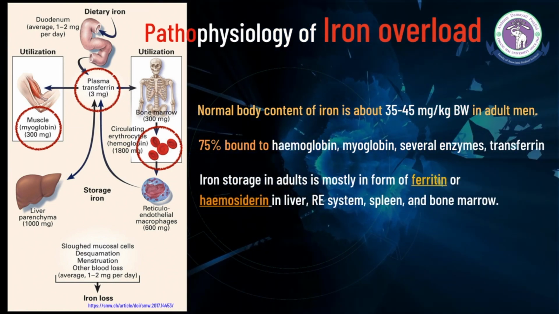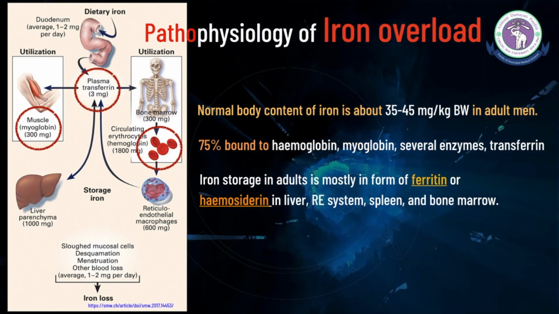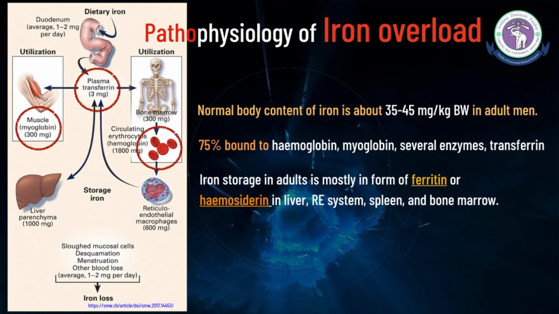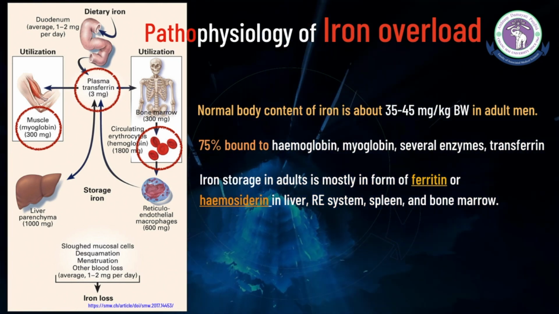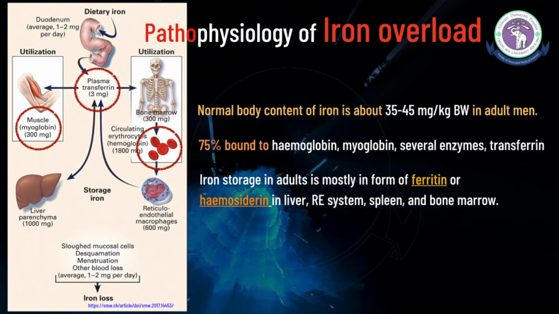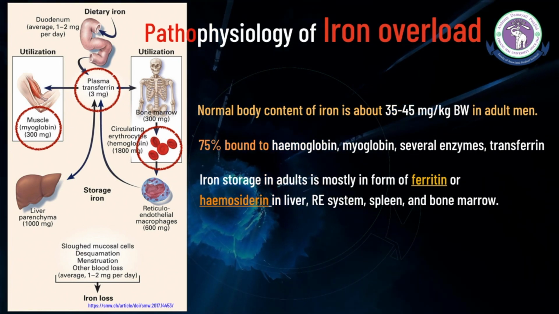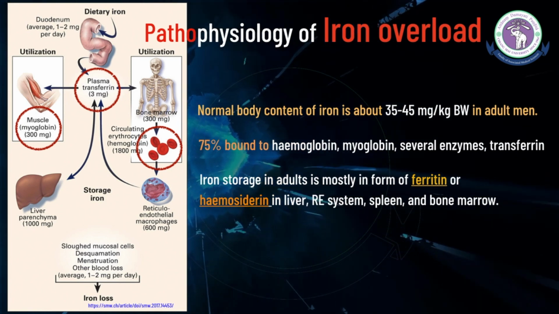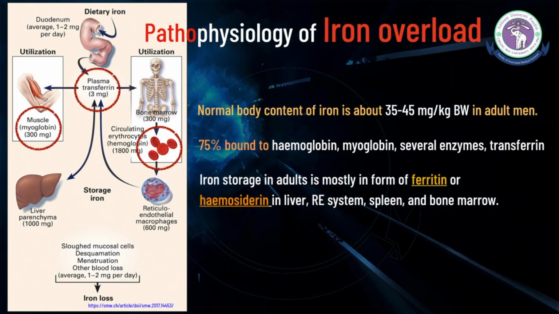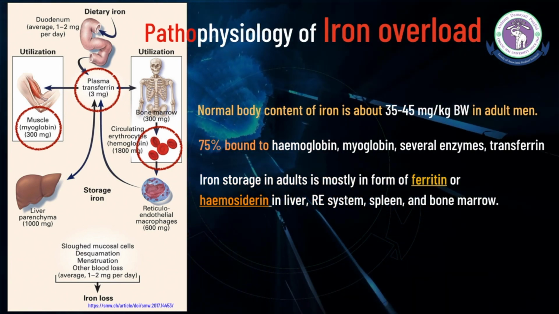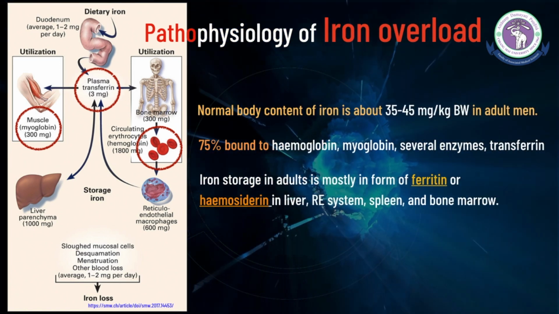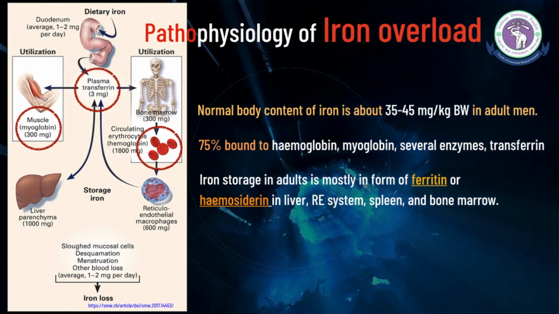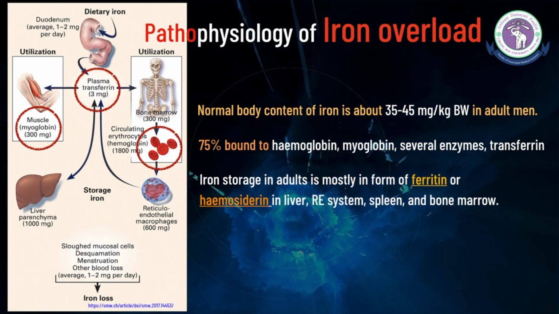Iron storage in adults is mostly in the form of ferritin or hemosiderin in the liver, RE system, spleen, and bone marrow. Women have less iron storage than men due to menstruation. Iron is responsible for oxygen transportation and for biochemical processes such as oxidative phosphorylation, cellular respiration, and DNA synthesis.